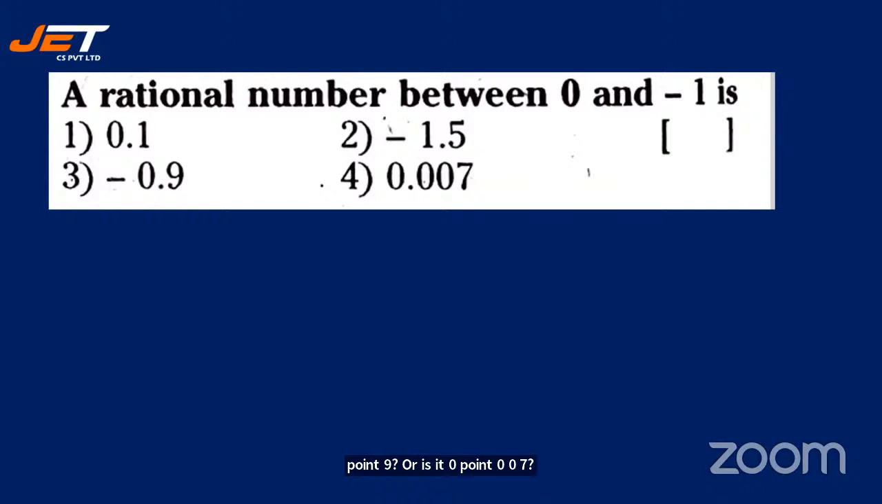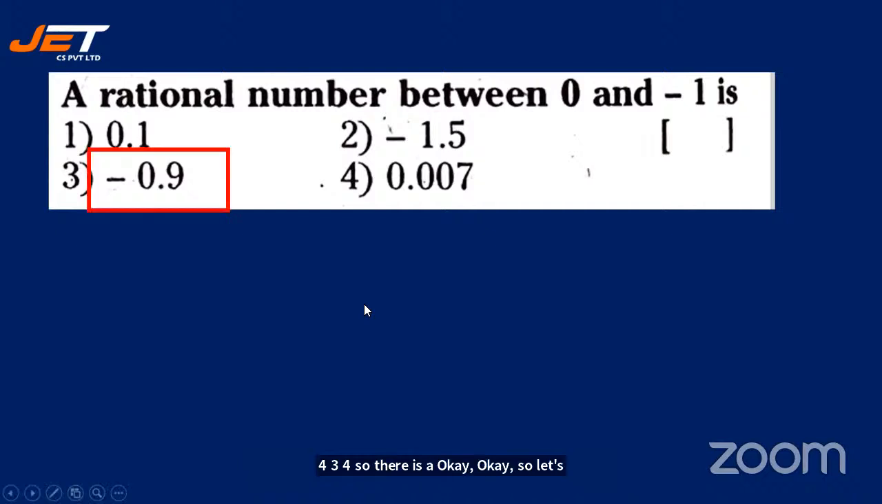Very a bit tricky question, but if you understand, you can definitely give me the answers. Option 1, 0.1, option 2, -1.5, option 3, -0.9, option 4, 0.007. Let's see how many are giving me the answers. Many says 3, many says 4. So there is a tug of war between 3 and 4, isn't it?